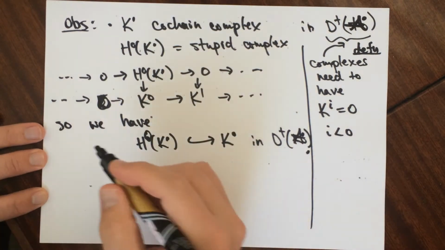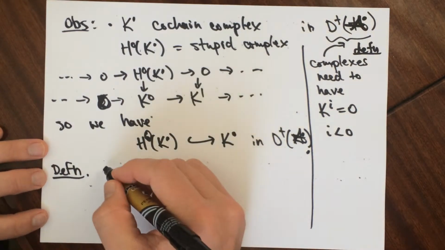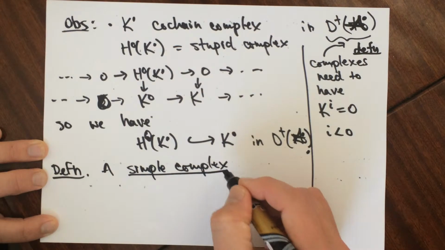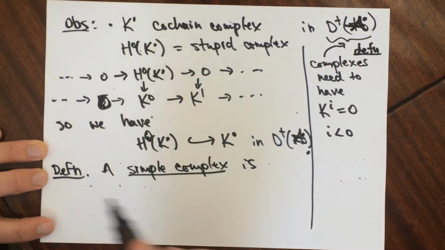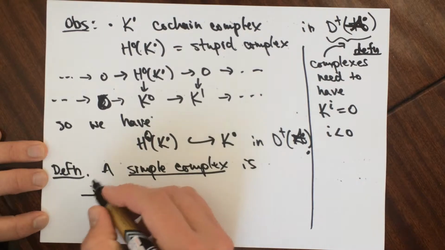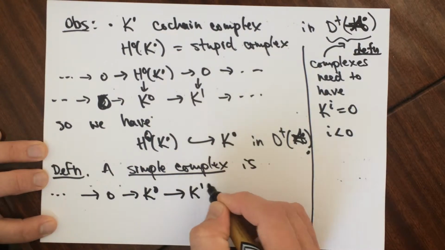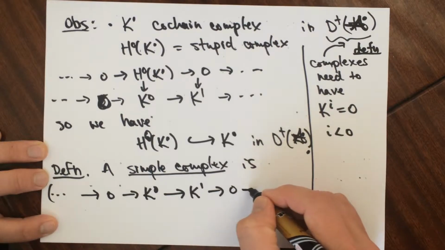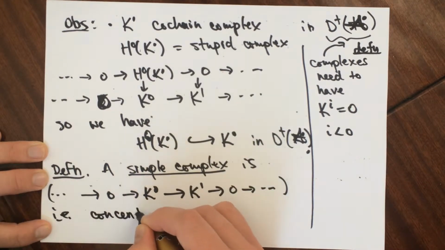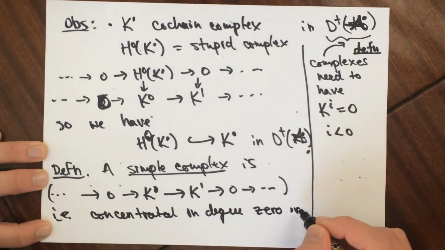Okay, so let me give you a definition. This is a non-standard definition, but I'm going to need it for the linear Z stuff. A simple complex is one that is concentrated in degrees 0 and 1. So it looks like this: 0, K0, this is the degree 0 piece, K1. It's a complex of the form like this, and it goes on with zeros everywhere. I.e., concentrated in degrees 0 and 1.